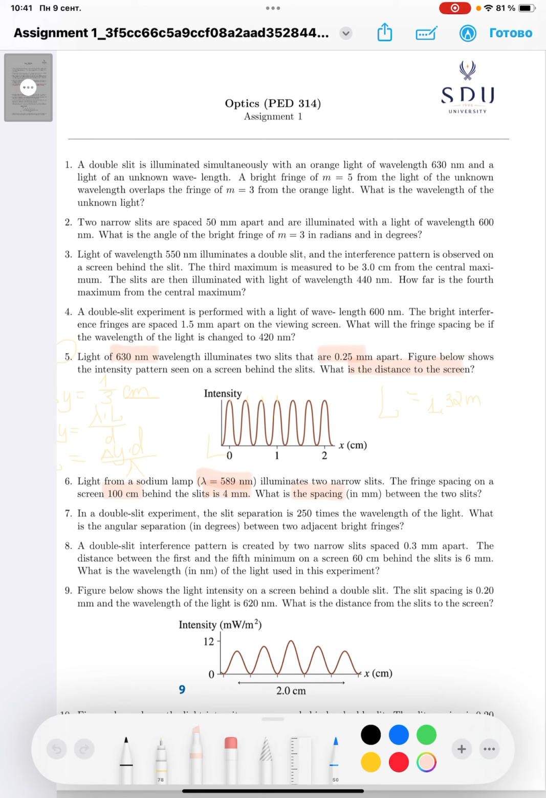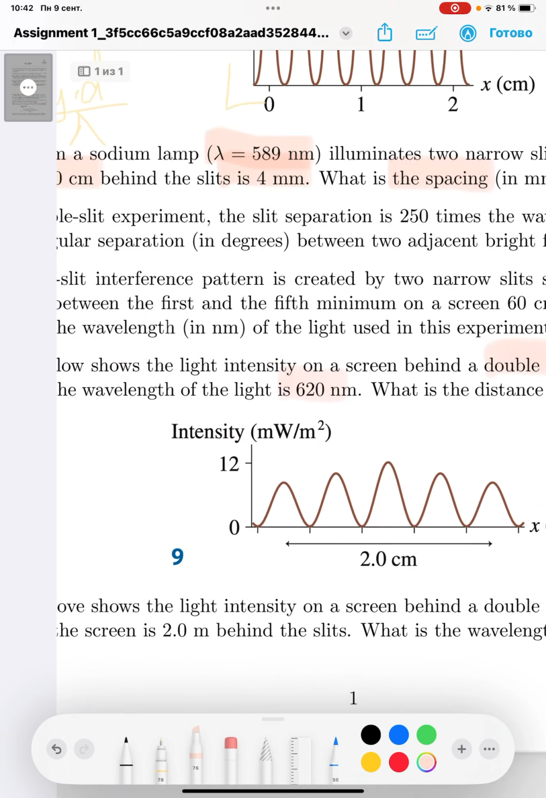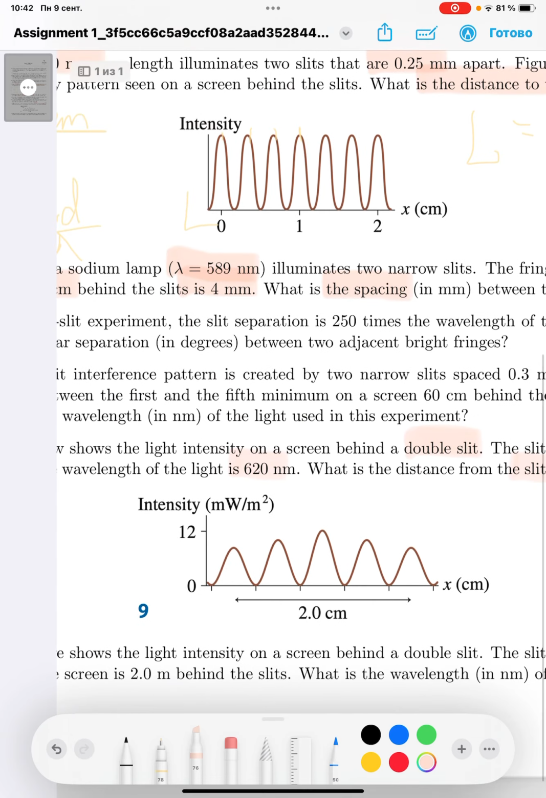The figure below shows the light intensity on the screen behind the double slit. We have a double slit here, and also the slit spacing is 0.2 millimeters, and the wavelength of the light is 620 nanometers. What is the distance from the slit to the screen? Okay, we must find the distance from the slit to the screen. I think that we already know about that, and let's look at the figure. Here we have already given 2 centimeters.